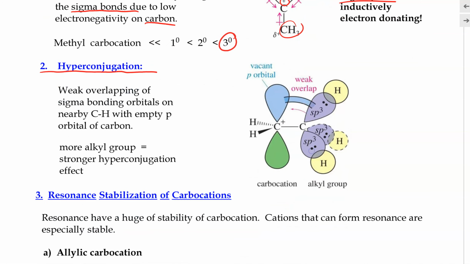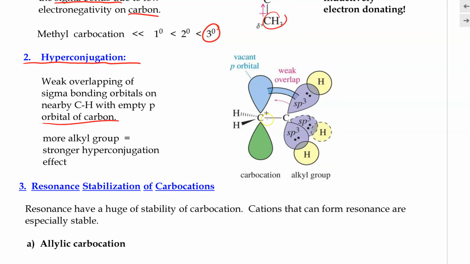And these hyperconjugation effects refer to a weak overlapping of a sigma bonding orbital on a nearby C-H bond with the empty p orbital from the carbon. So here is the structure of the carbocation carbon, in which we have already seen that it has a charge on this p orbital, and this p orbital is perpendicular to this other bond that we see here.